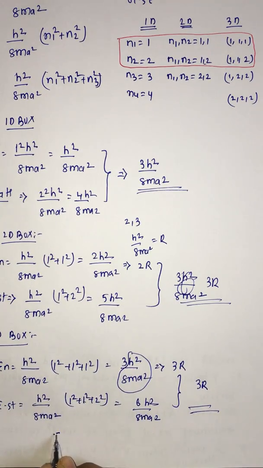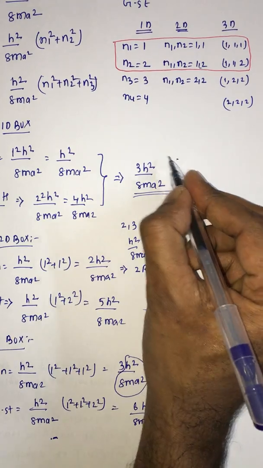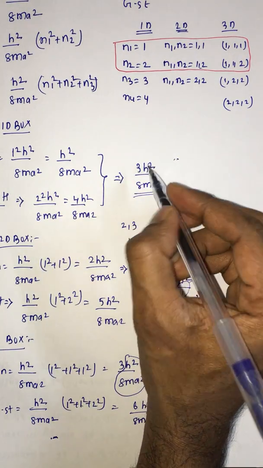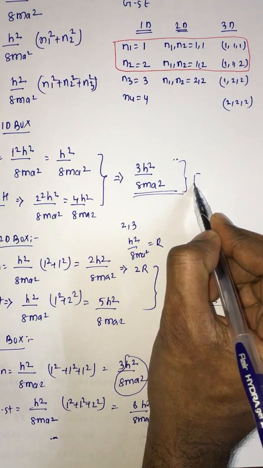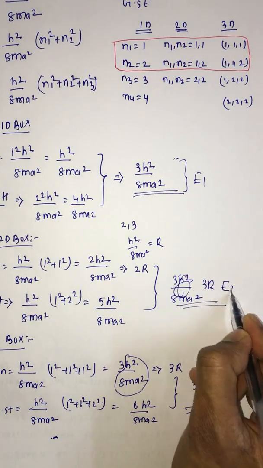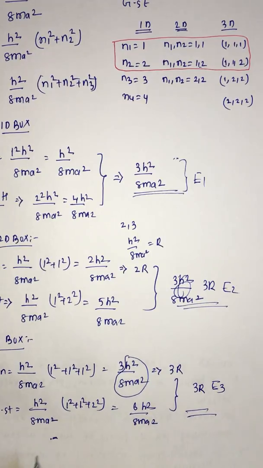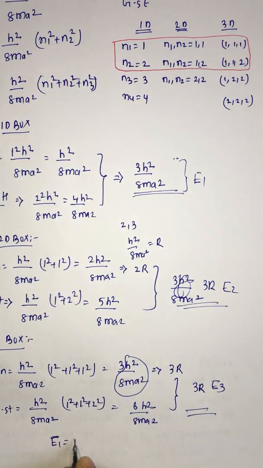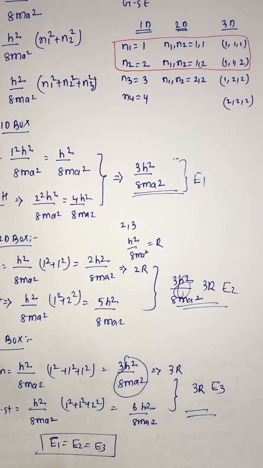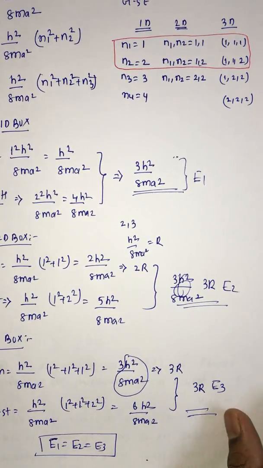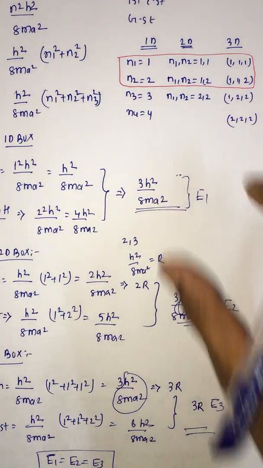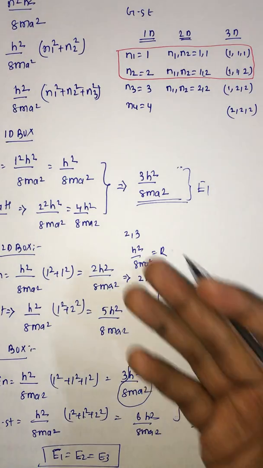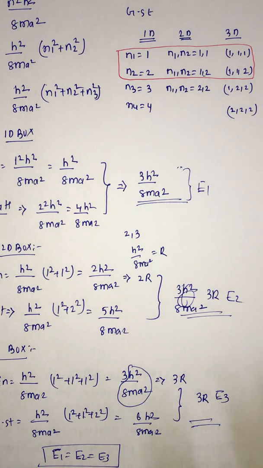Imagine the difference between the ground state and excited state is E1 in 1D, E2 in 2D, and E3 in 3D. Then E1 equals E2 equals E3. Okay, I hope it's clear, it's not that difficult. If you can remember these energy states, then just substitute them in h square by 8 ma square, and you will get the answer.